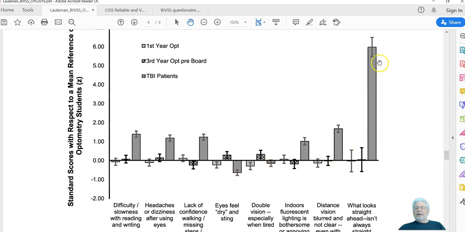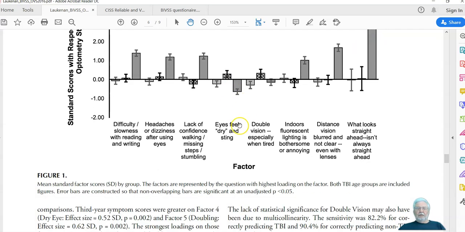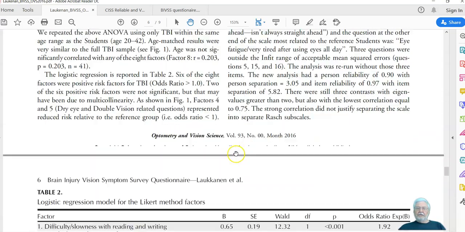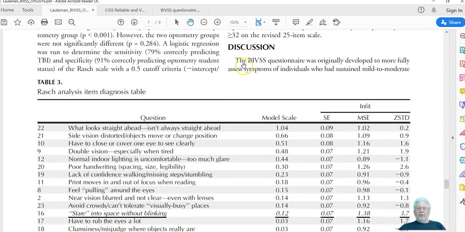So we see here, and you can tell, really the biggest, most discriminating thing with TBI patients with this population is the question that says what looks straight ahead isn't always straight ahead. Optometry students, when they look straight ahead, they see things that are straight ahead. Not so much TBI patients. It's really significantly different, but more important, the effect size is like 6. So that's a huge, huge difference. Well, we'll skip this table for this week.